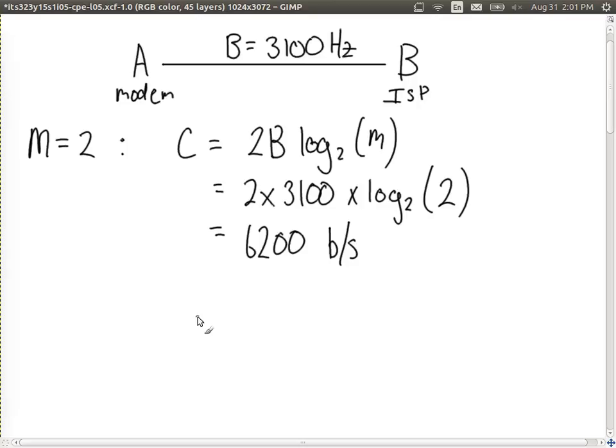Bandwidth we can't change. Bandwidth is a characteristic of that telephone line. If we change and use optical fibre, maybe we can change the bandwidth. But if we want to use our telephone network with the old modems, we're stuck with 3,100 hertz. So we change what? M, the number of levels. Okay. Find the number of levels necessary to get 56 kilobits per second. So if C is 56 kilobits per second, find M. How many levels did that modem use?